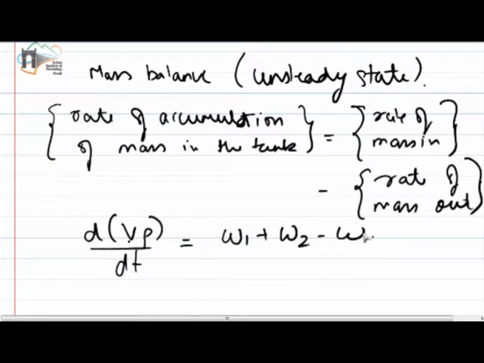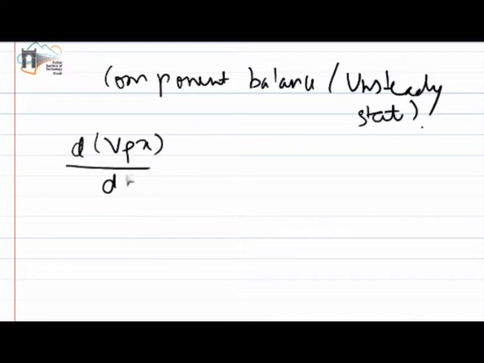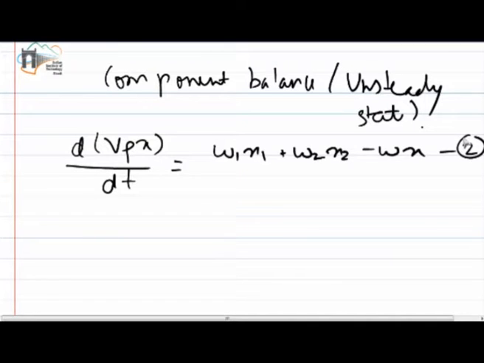Okay, this is the first equation, this is the mass balance. Now the second comes the component balance. This is also at unsteady state. This equation will be, this is my second equation.